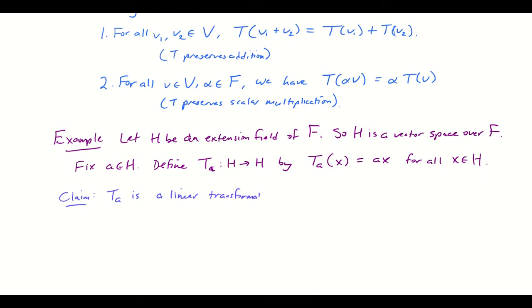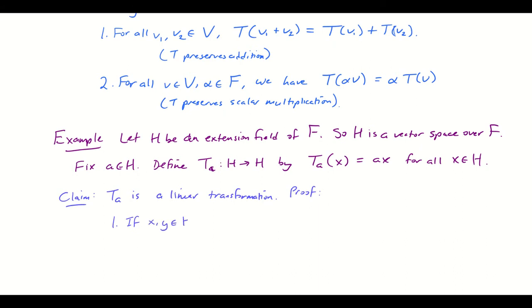And the proof is actually delightfully straightforward. Here's the proof. We need to verify it has the two properties. First of all, the fact that T sub A maps from H to itself is not hard to see because we're just multiplying two elements of H. The result will always be in H. So let's check that T preserves addition and preserves scalar multiplication. First of all, let's call them X and Y.